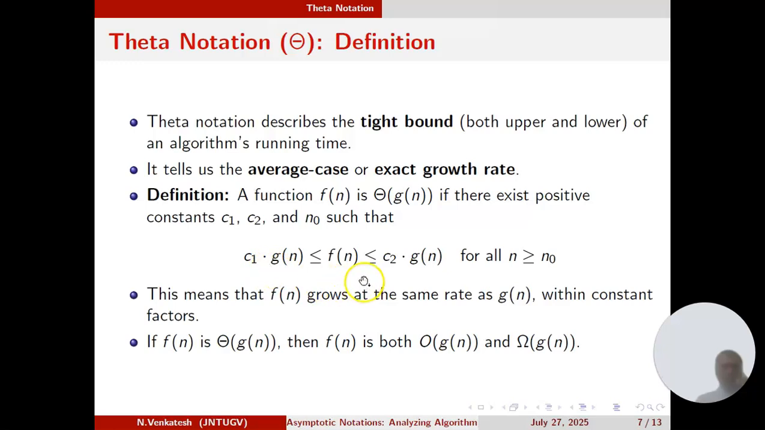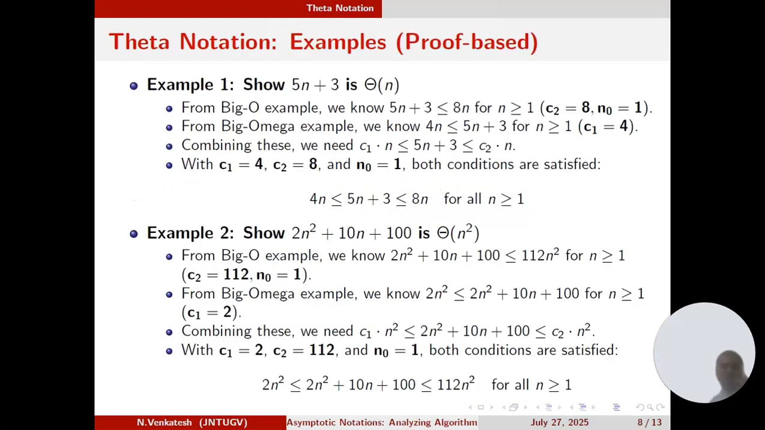So if f of n is BigOh of g of n as well as big omega of g of n, then it is theta of g of n. So f of n grows at the same rate as g of n. That is what theta of n means. So let us try to understand an example.